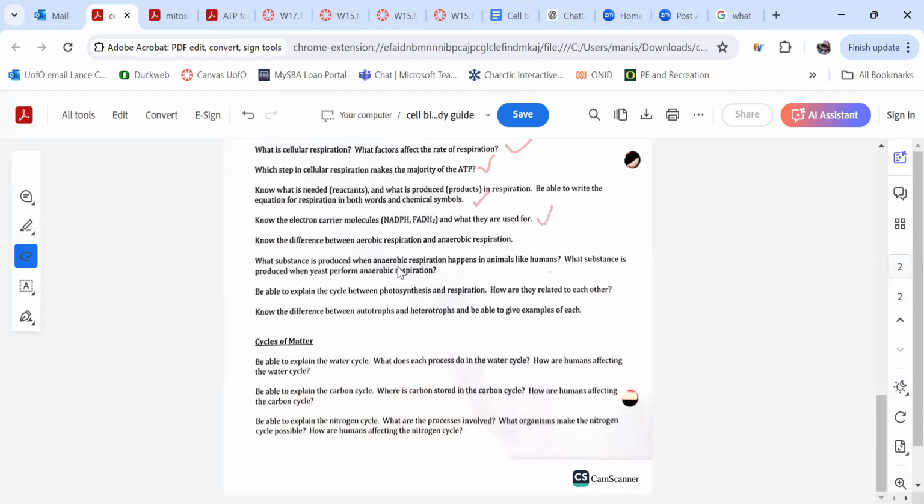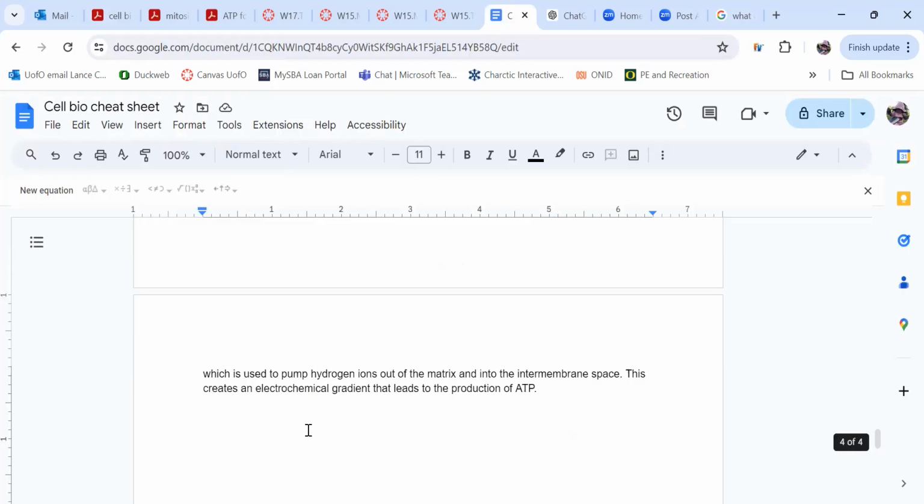Know the difference between aerobic respiration and anaerobic respiration. Okay. So aerobic respiration versus anaerobic respiration.